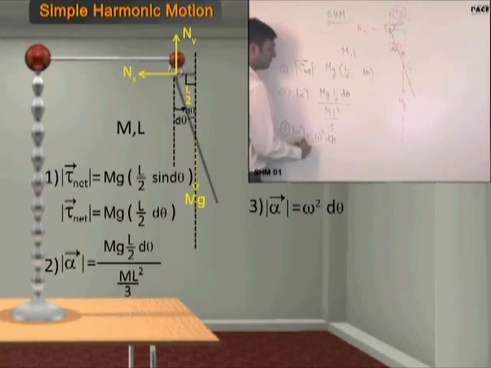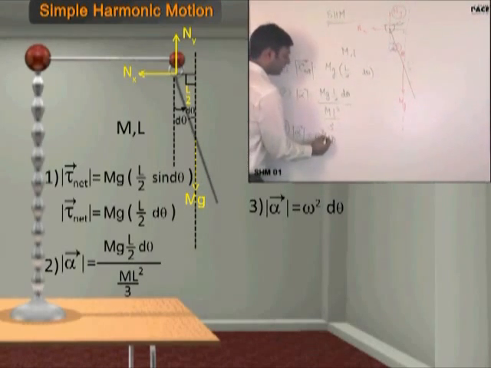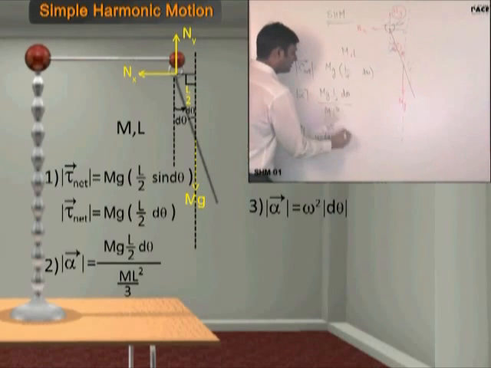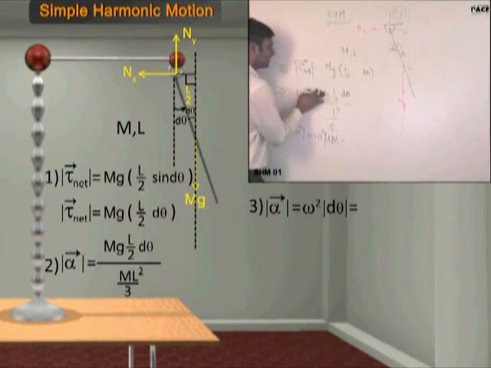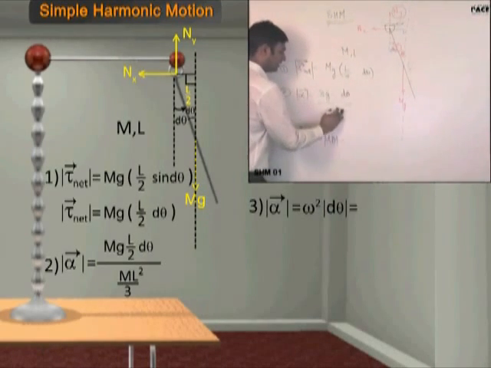I am not writing magnitude. I am writing vector form, so I am just going to write it this way. Is equal to this. M gets cancelled. L gets cancelled. It becomes 3g by 2l.